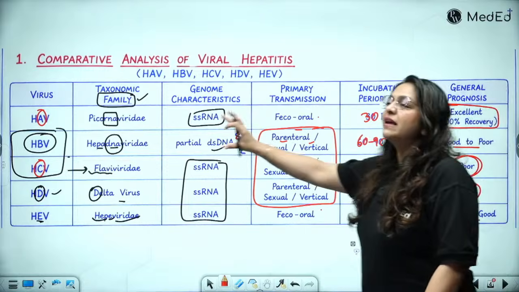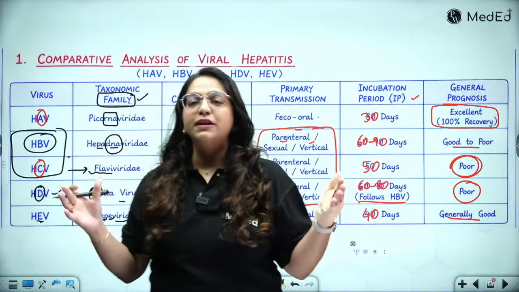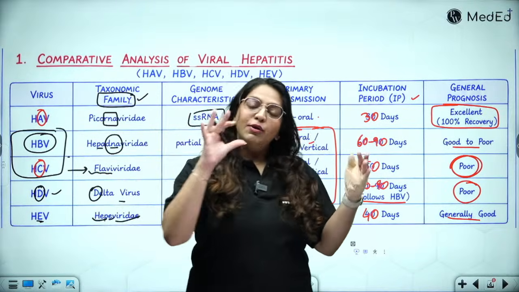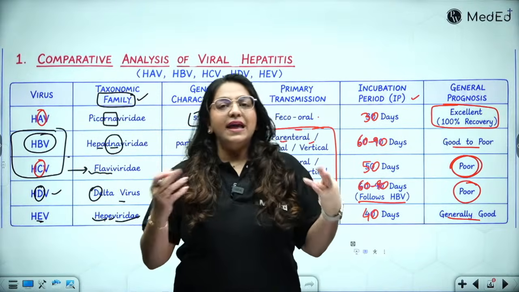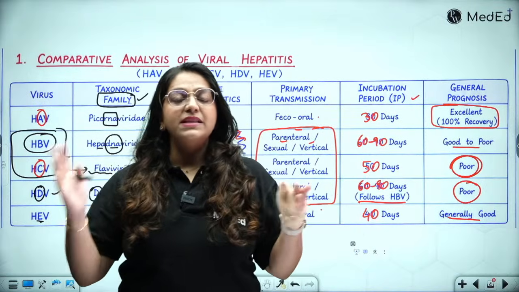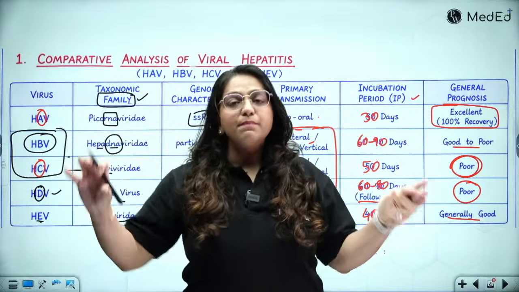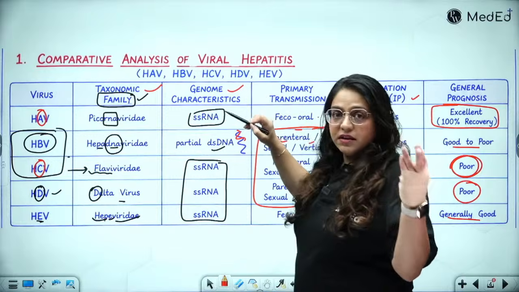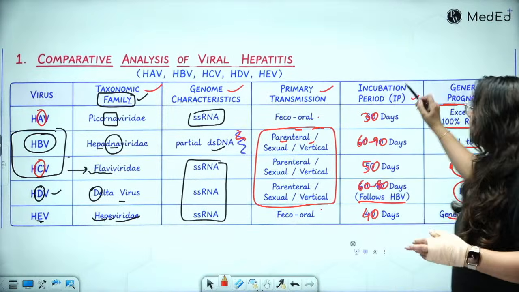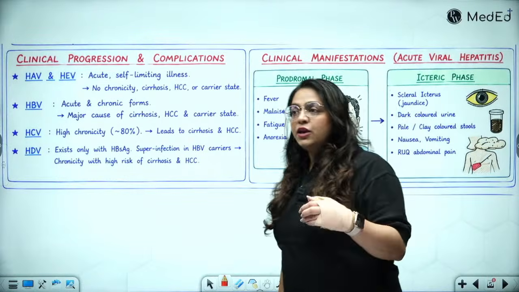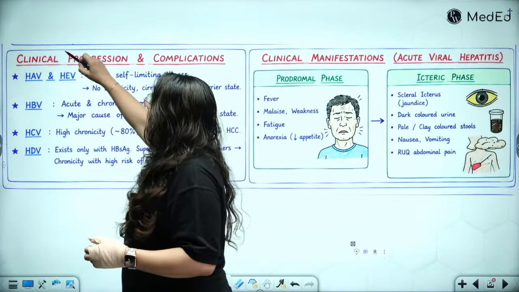So please make this comparison table in your exams, no matter which hepatitis virus you're supposed to write about. Or if, like I said, the question says transfusion transmitted viruses, please write both hepatitis B and C viruses and make this comparison table wherein you write about the taxonomy, the genome, the transmission, incubation period, and general prognosis, right? Then you have to write about the clinical progression and complications.